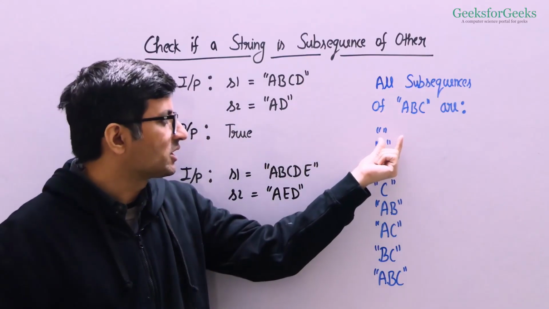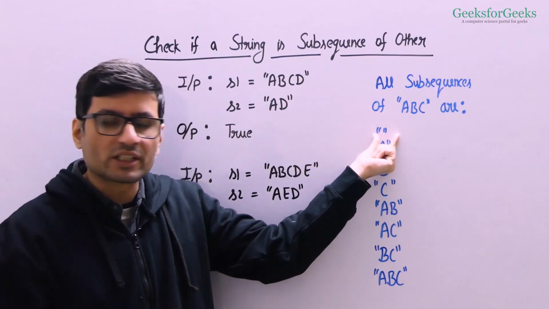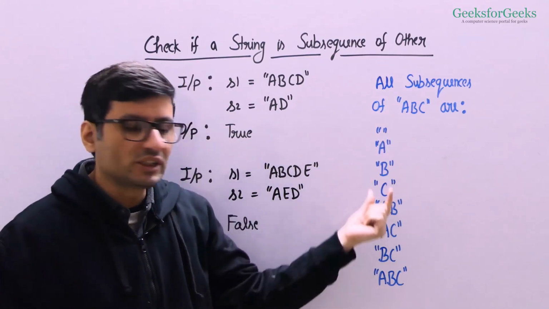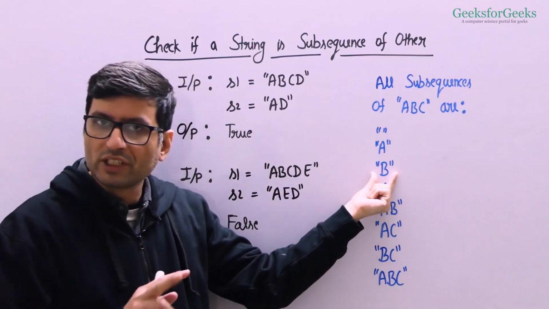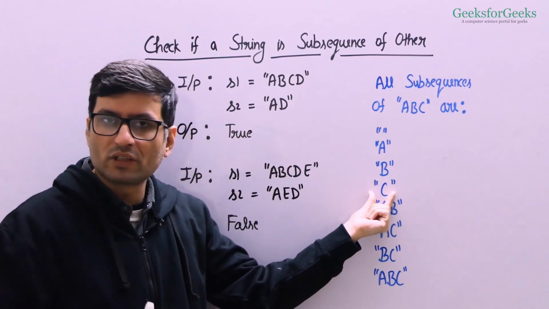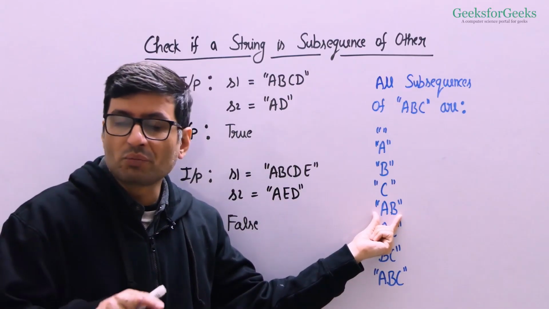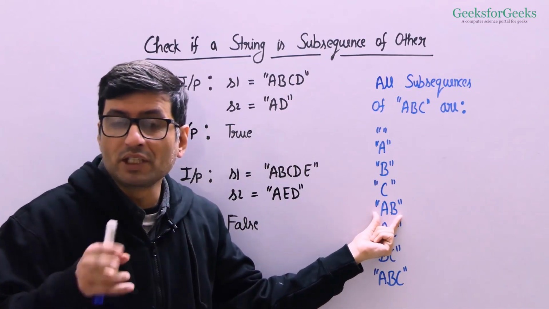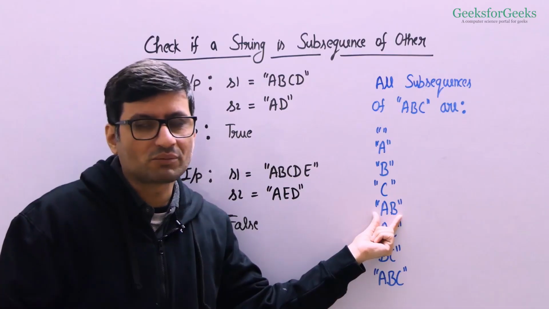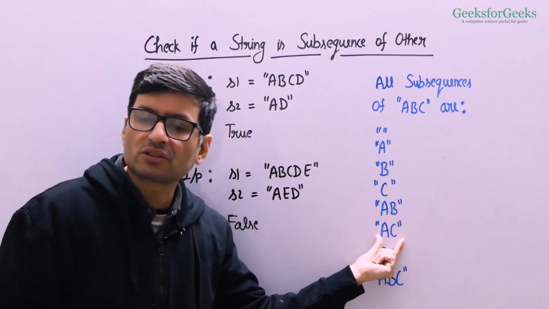ABC, its subsequences are empty string. We have removed all the three characters. A, we have removed BC. B, we have removed AC. C, we have removed A and B. AB, we have removed C. But A and B should be put in the same order. Please note that BA is not a subsequence. AB is a subsequence.